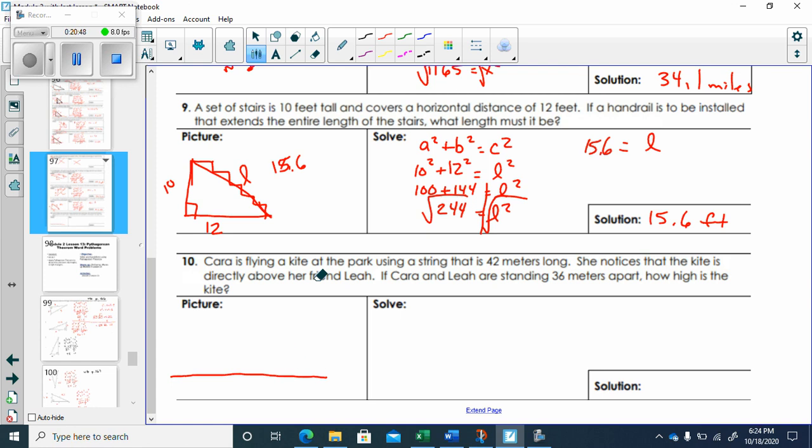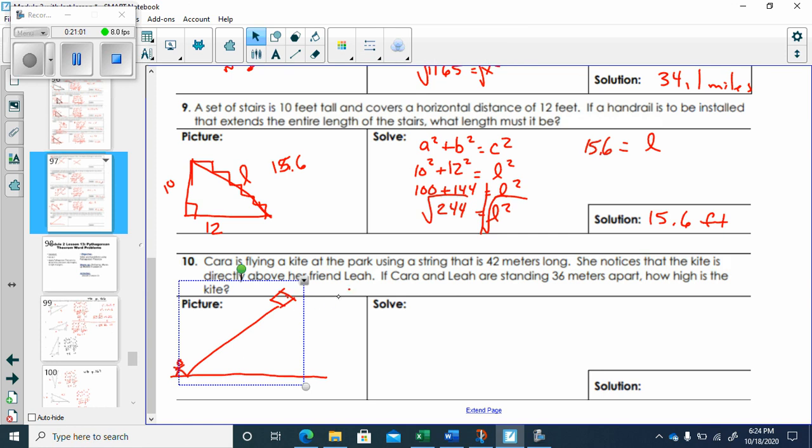Kara's flying a kite at the park. So here's Kara, okay? She's flying a kite. Here's a kite, okay? She's got a string that's 42 meters long. Okay, 42 meters. Let's see. So the string on this kite is 42.